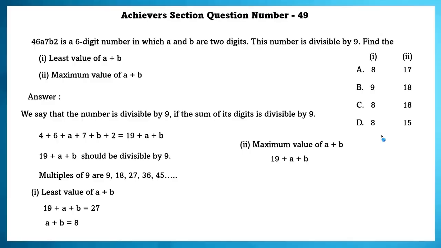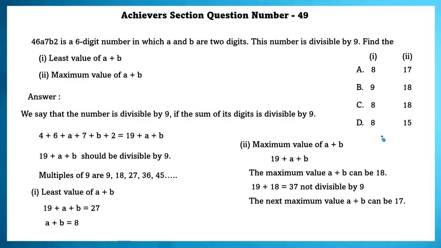Since A and B can only be one digit numbers, we take the maximum value of A plus B as 18, that is 9 plus 9, because 9 is the largest one digit number. After adding 19 plus 18, which is equal to 37, it is not divisible by 9. So the next maximum value of A plus B can be 17. So 19 plus 17, which is equal to 36, is divisible by 9. So the answer is the A option.